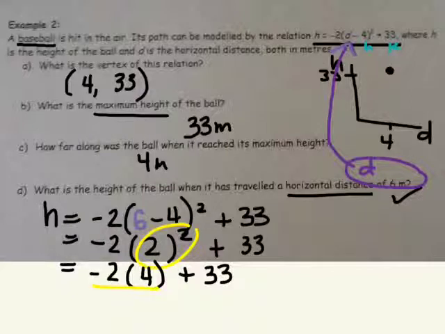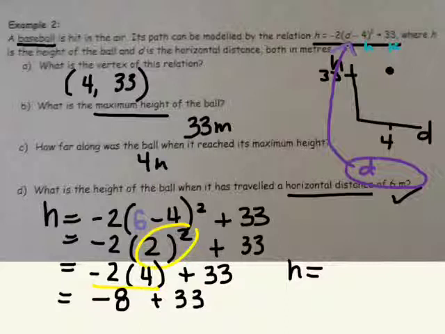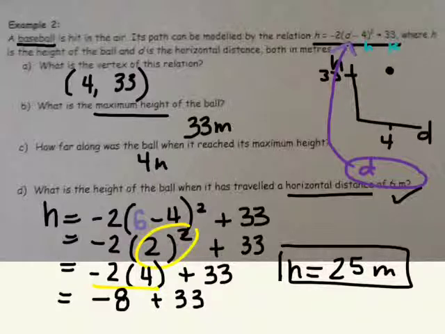Multiplication. -2 times positive 4 is -8, plus 33. What's -8 plus 33? 25 meters. So after the ball traveled a horizontal distance, and it makes sense, look here. Let's say the path of the ball goes like this. After it travels 6 meters, well, obviously it's going to be lower than 33, right? It was somewhere at 25.